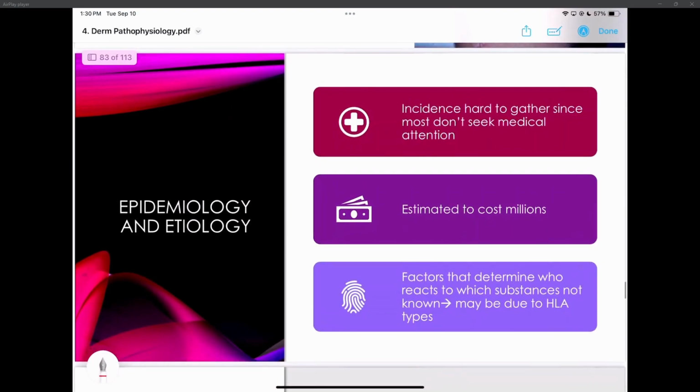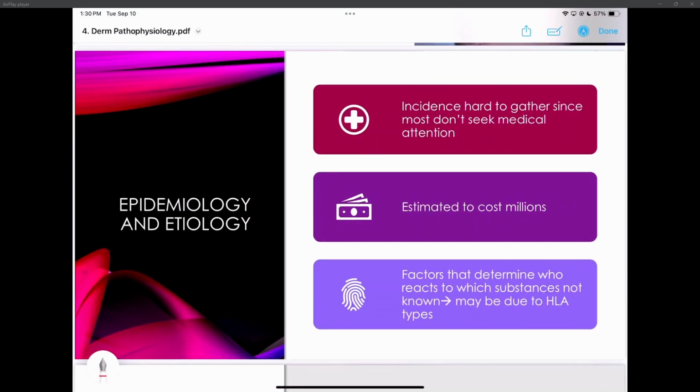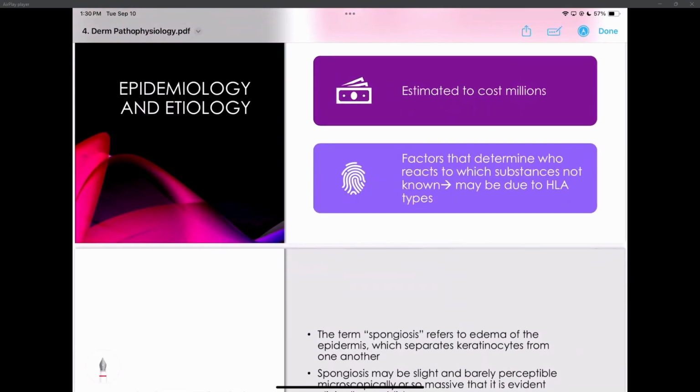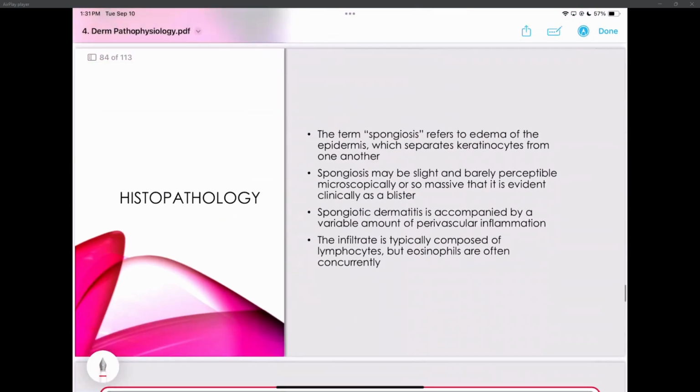Incidence is hard to gather since most don't seek medical attention. You just put some cream on it, hydrocortisone cream that you buy at the store. You put it on and it goes away. The steroids do it. Most people with contact dermatitis, poison ivy, poison oak, you're not going to the doctor for that. You just put the calamine lotion or whatever and it goes away. Estimated it costs millions, and the factors that determine who reacts to which substances are not known, maybe due to HLA subtypes, as far as who really gets reactions to certain things versus who doesn't. Obviously, there's a genetic component to that.